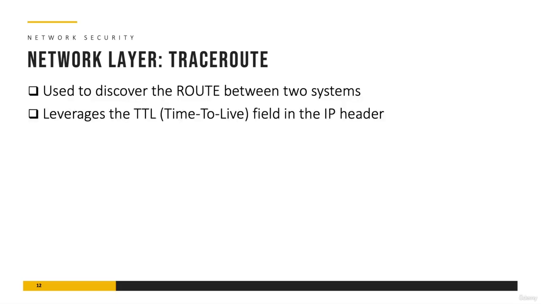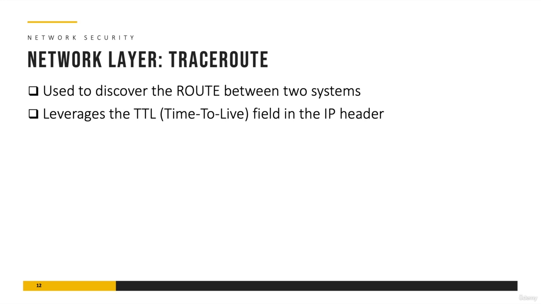Another useful utility based on the ICMP protocol is the traceroute utility. Now this utility allows you to find out the route between your system and the destination. Say I'm sitting here and I want to reach google.com, what are the intermediate routers that my packet goes through? It's a very interesting tool. It leverages the time to live field in the IP header.